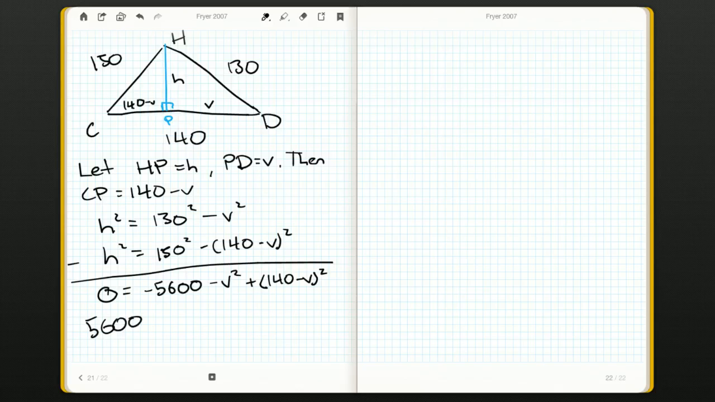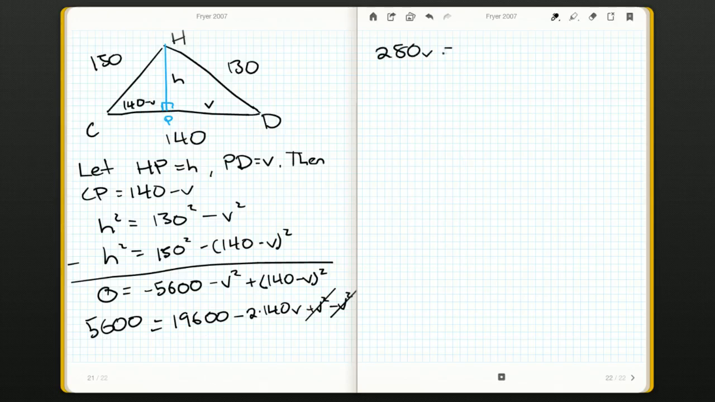So we can rearrange, bring this 5,600 over to the other side. It becomes positive. And we're left with expanding this out: 19600 minus 2 times 140 times V plus V squared. And that's minus V squared. Stick them over here. These cancel out. Okay. I actually should have left this over on the other side. That's okay.